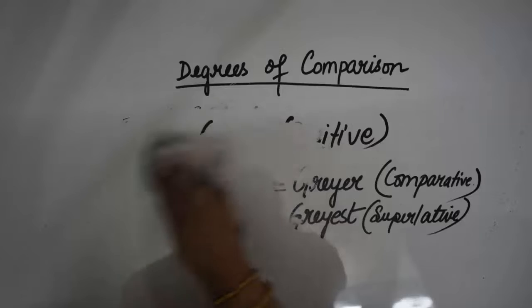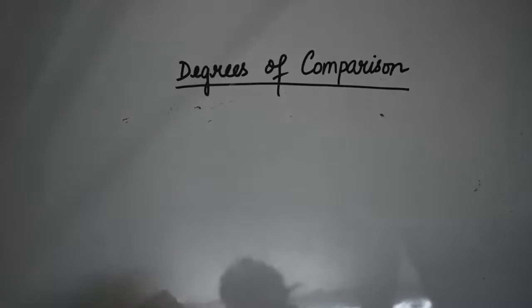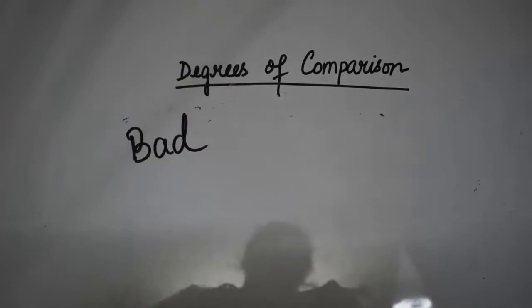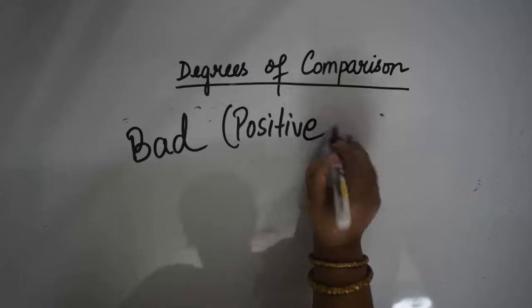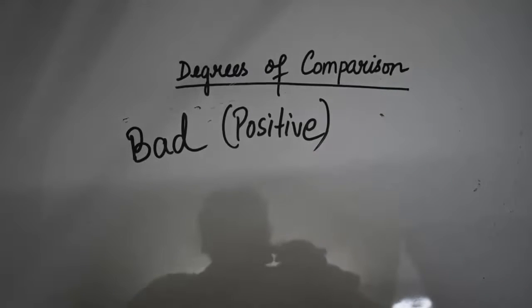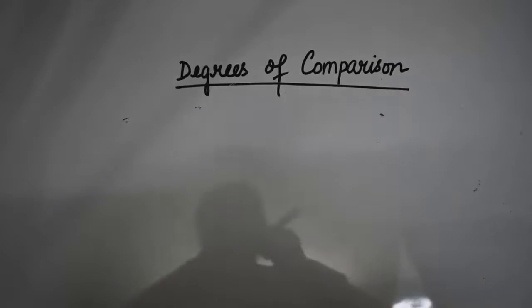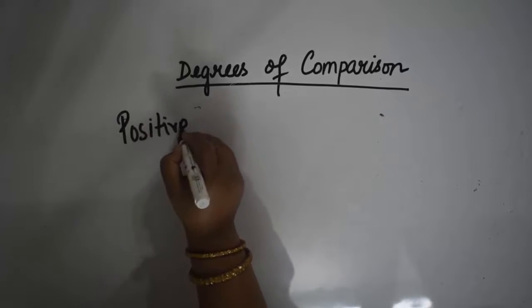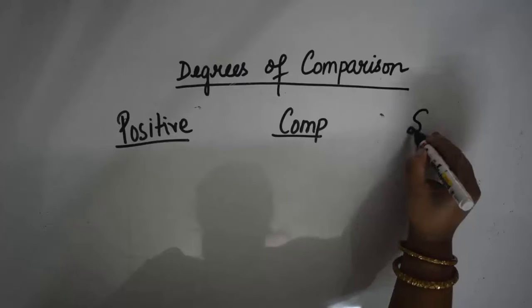So the irregular adjectives, irregular comparisons are the word bad. This is the positive form. So let's write the words in a chart format. Positive, comparative, and superlative.